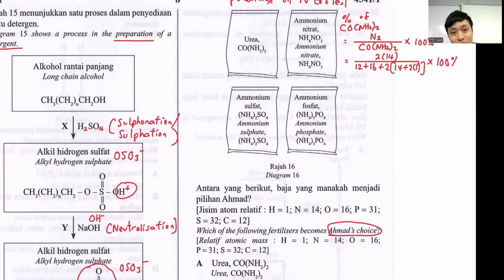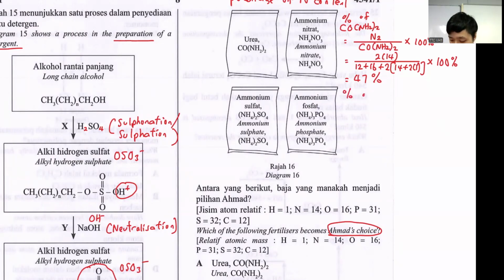It means this question takes a lot of time, right? You have to compare 4 fertilizers. For urea, you will get around 47%, or I think 46.67, so you round off to 47.